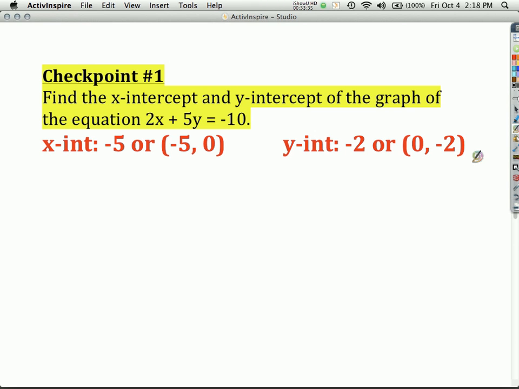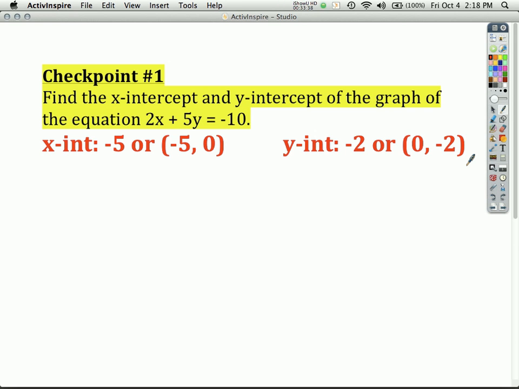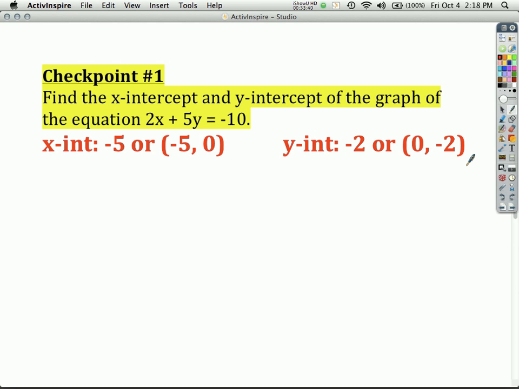Comments or questions on either of these? Comments or questions? Concerns? Okay, give me a thumbs up if you still feel like you're a 7 or above as far as understanding. Good, put your thumbs down. Now we're going to take this idea and apply it to constructing a graph.